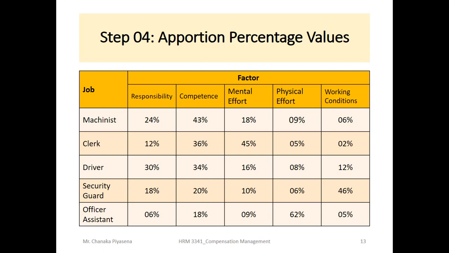Then, based on these 5 factors, we can assign the percentage values. As an example, for the machinist, the responsibility is important 24%. Competence is required, it is important 43%. Mental effort is important for 18%. Physical effort is important 9%. Working conditions is important 6%. Altogether 100%. 24 plus 43 plus 18 plus 9 plus 6.